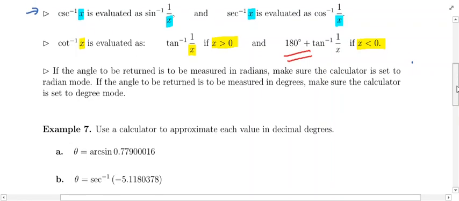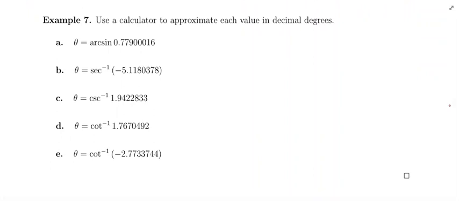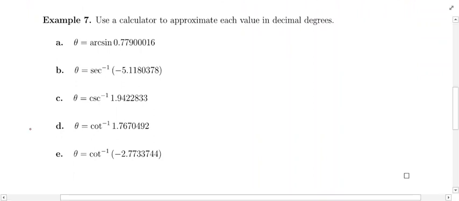Okay, so let's do some practice here. In example 7, we are going to use a calculator to approximate each value in decimal degrees. We're doing a lot of practice, and some of that is coming from having to deal with the weird cotangent guy. So notice here, each one of these, we have some kind of inverse trig function. We're plugging in a number and it's returning an angle theta. We're trying to figure out what this angle theta is, okay?